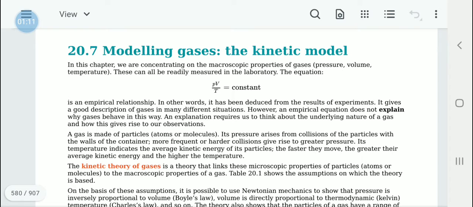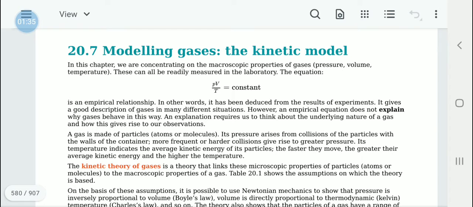It gives us an idea about different situations, but this empirical equation doesn't explain why gases would behave like that, right? So then we have to go into other microscopic details about this.